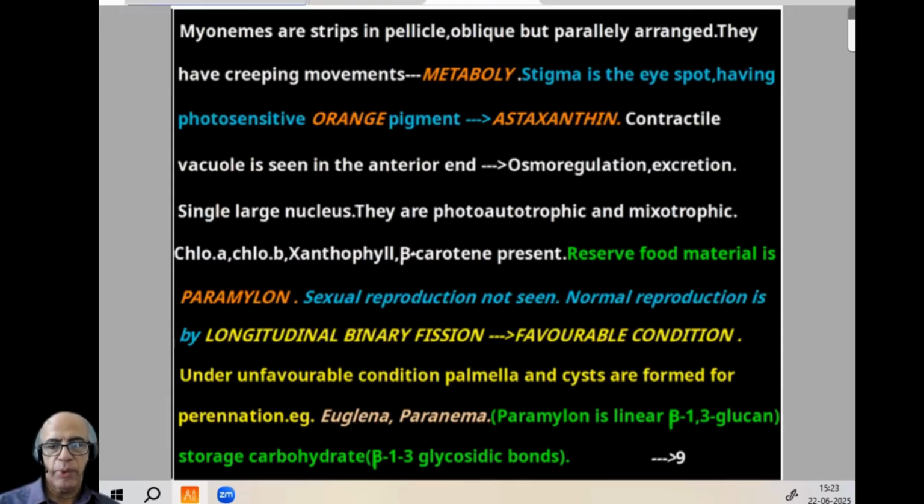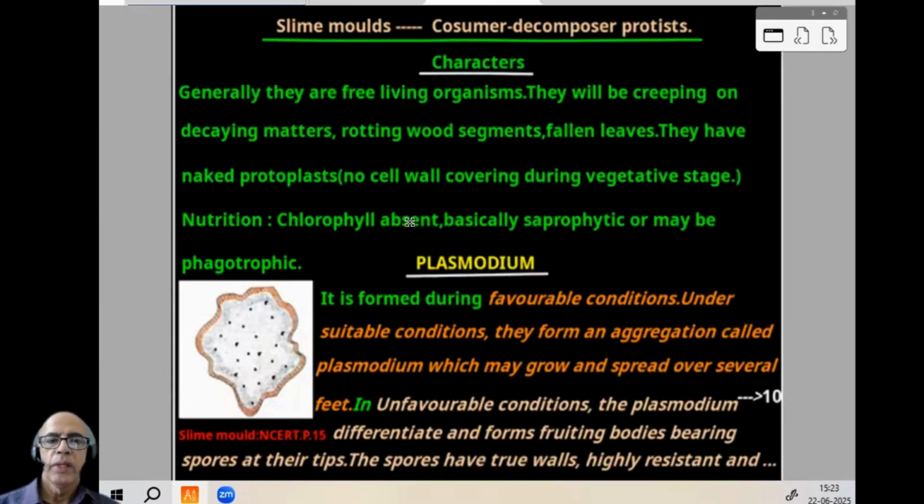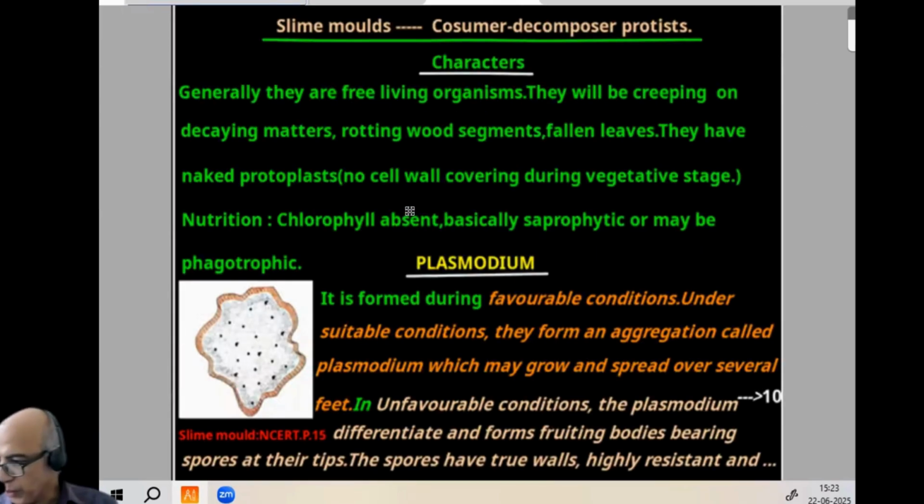Now, what is the reserve body? That is paramylon. It is a linear beta-1,3 glucan, a storage carbohydrate, and the bond is a beta-1,3 glycosidic bond. I think after that it is clear. Now comes the next group, slime molds, which are otherwise called consumer-decomposer protists.